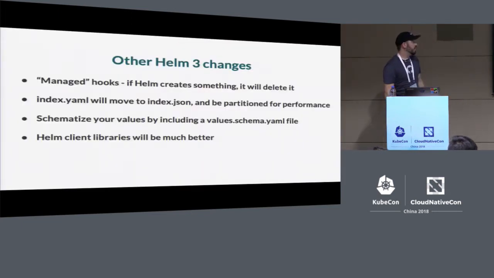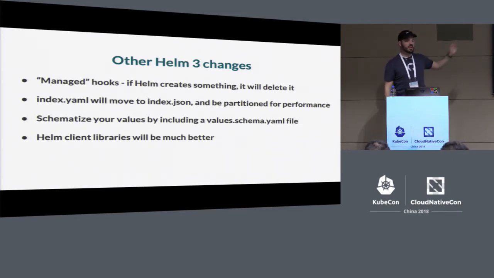And then also just to note, we might get into these at the end if for some reason we have time. These are other major Helm 3 changes. So there's managed hooks, meaning if Helm creates something with a hook, it will delete it. Index.yaml will become index.json. Since this is a deep dive, the reason why is YAML parsers are slow. So we are switching it to JSON because the JSON parser, I think, was at least 2 times faster. It might have been 3 times faster. And so we're moving that over, and it's going to be partitioned out for performance. So you're no longer going to have one big index file. It's going to be partitioned out.